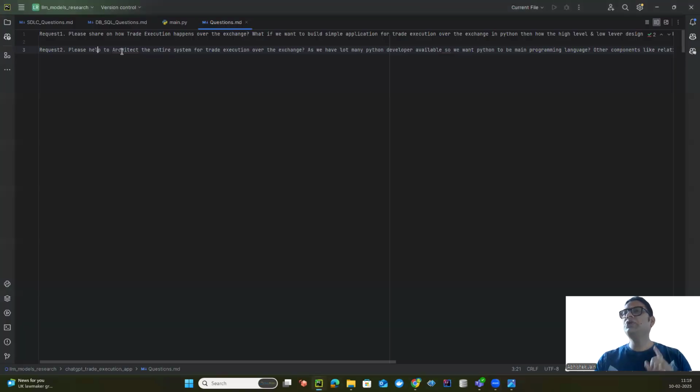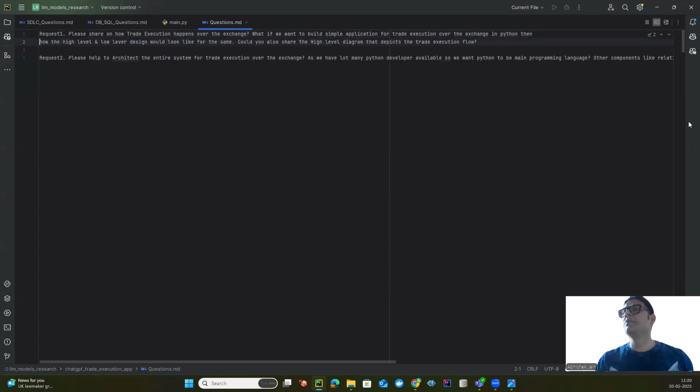I designed only two questions, which you can see on my screen. Please share how trade execution happens over the exchange. What if you want to build a simple application for trade execution over the exchange in Python? Then how would the high level and low level design look like for the same? Could you please share the high level diagram that depicts the trade execution flow? That's the very first question, which is more or less just to understand what trade execution is.